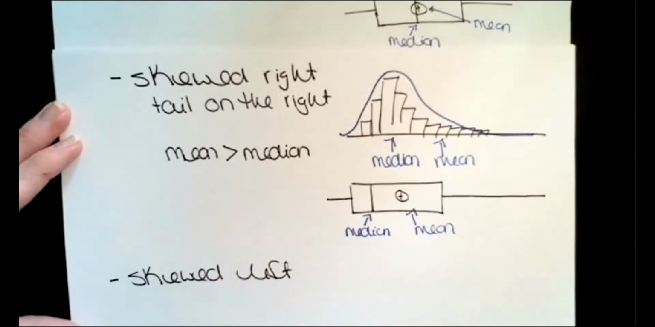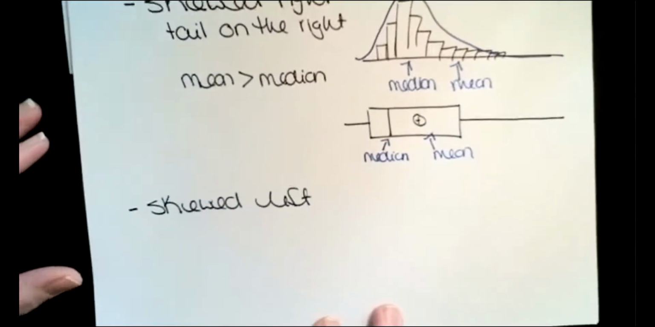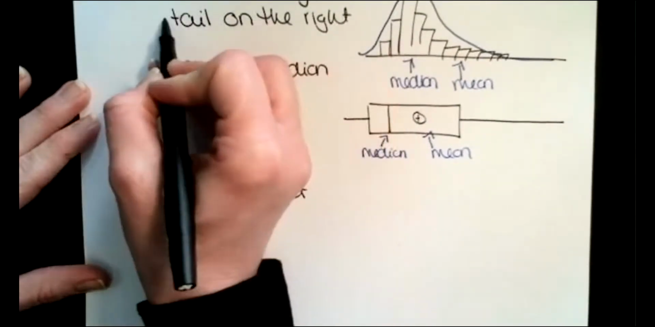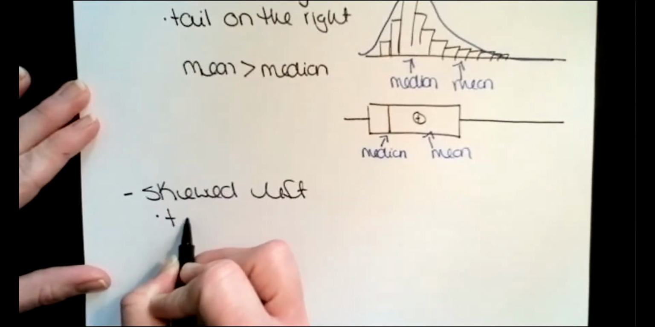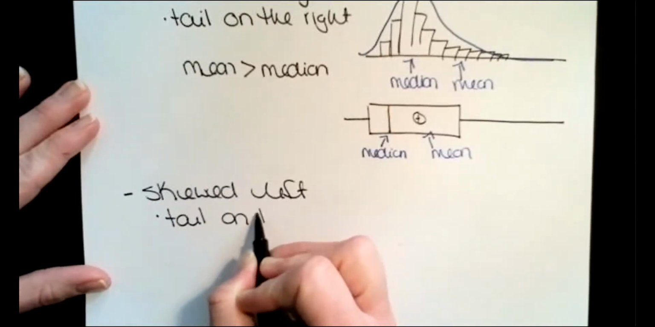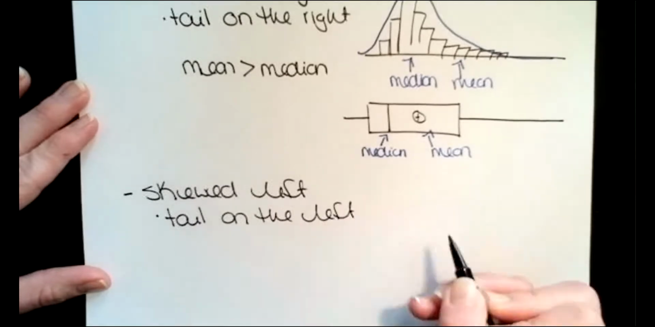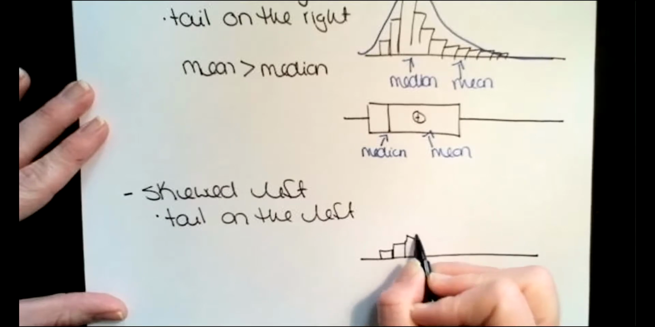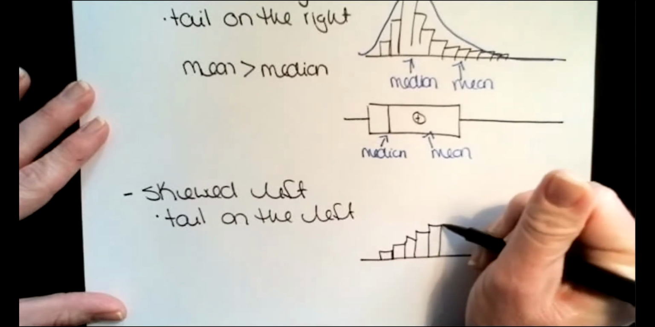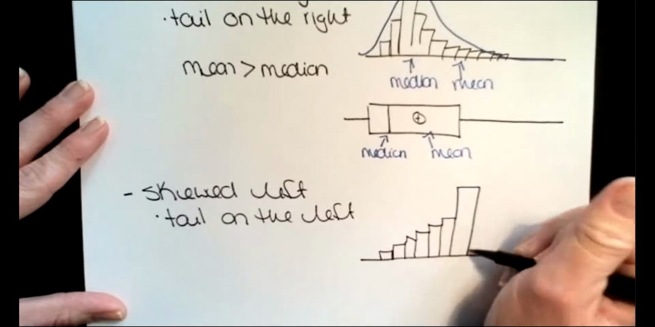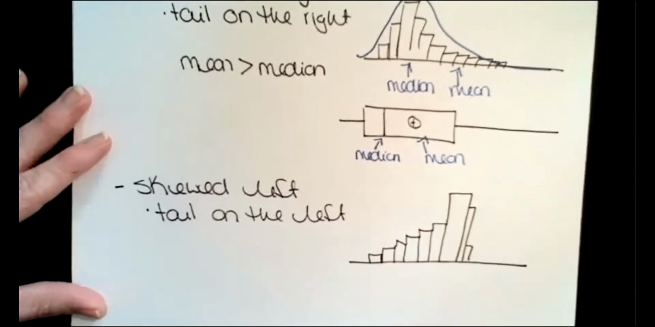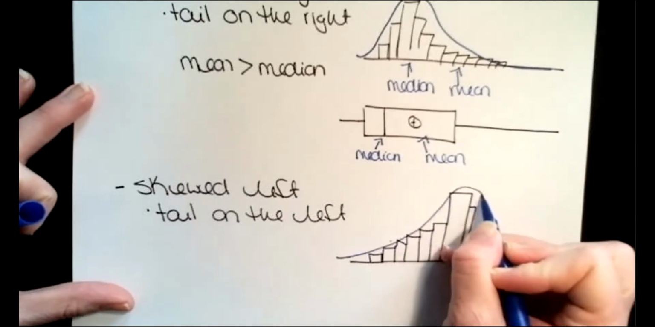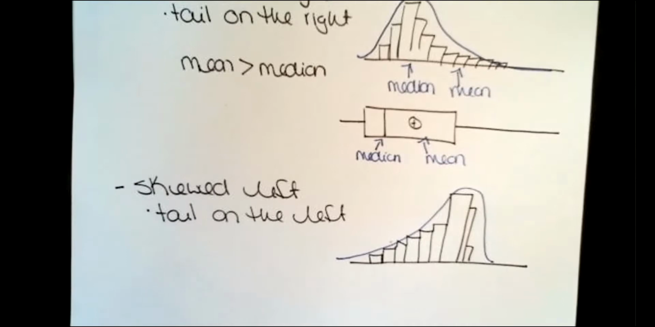We don't do as much with this one, not even this semester, but we still talk about it quite a bit in the beginning. So skewed left is just opposite from the skewed right. We have this tail on the left. I always have a harder time drawing this one. So I've got all these little data values over here on the left, like that. We got this trail of values over here, and then the mode, and then it drops down.